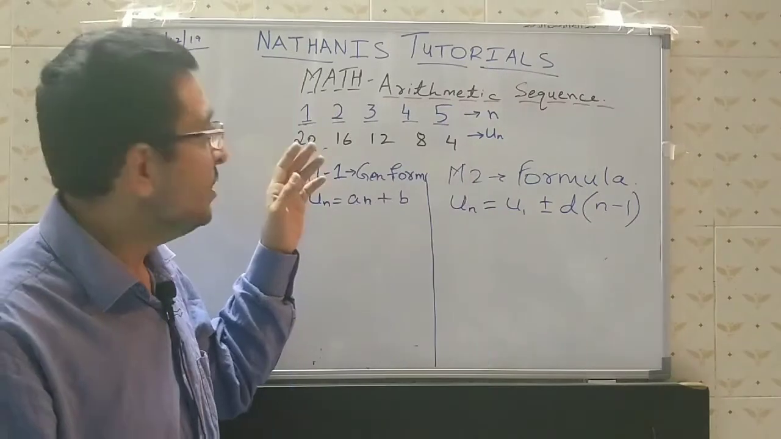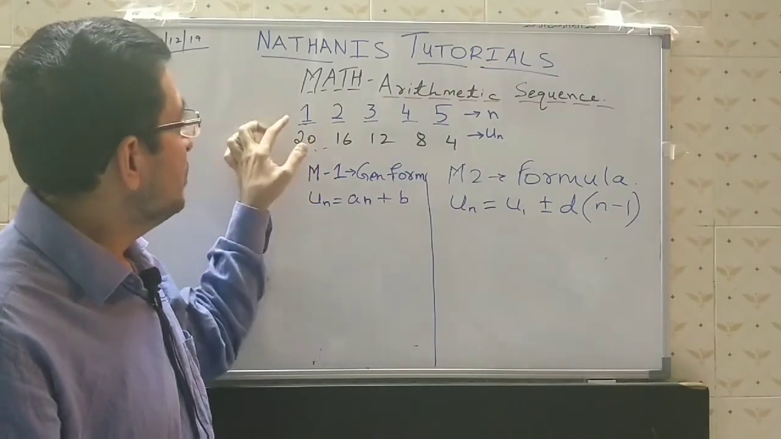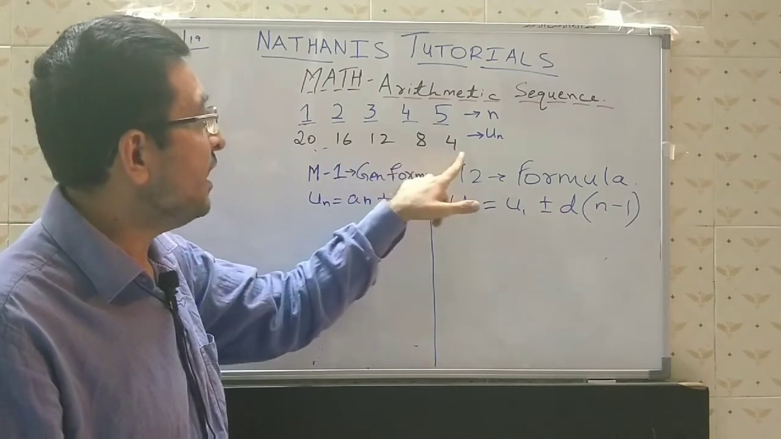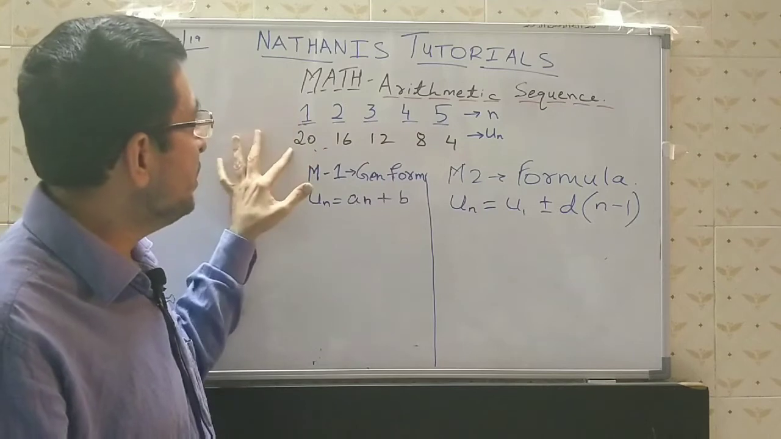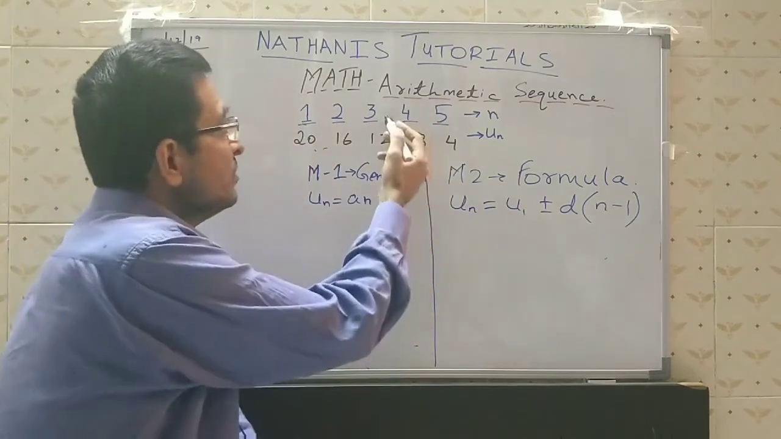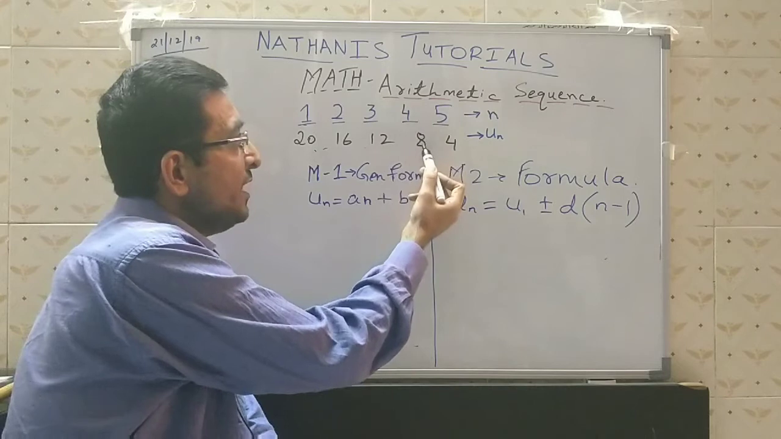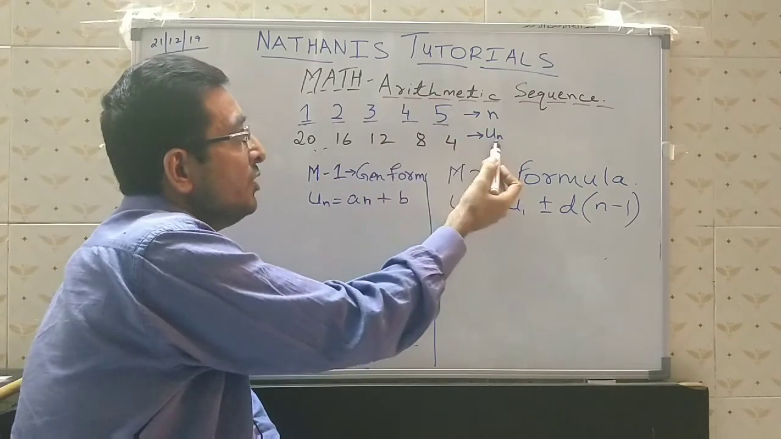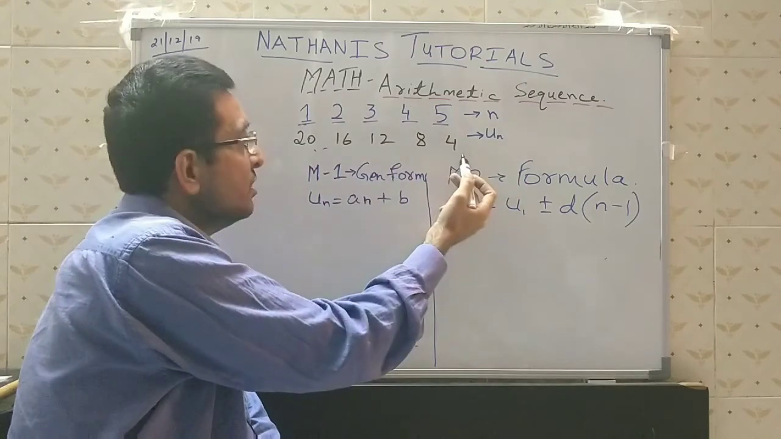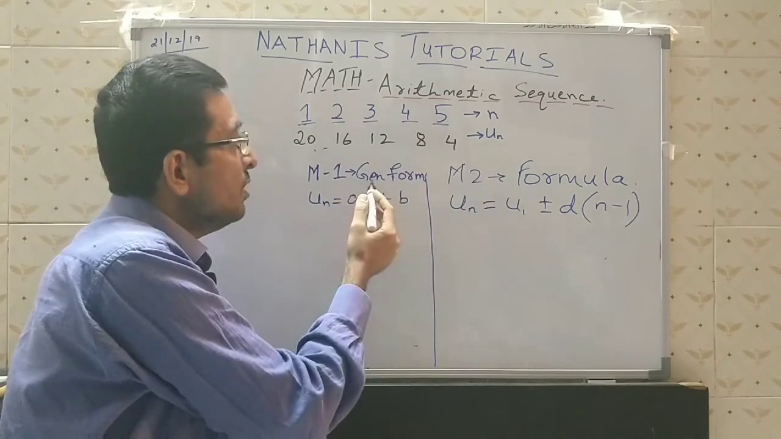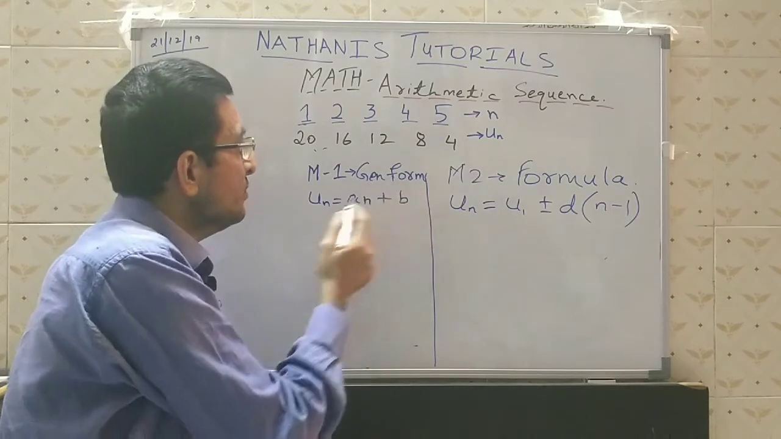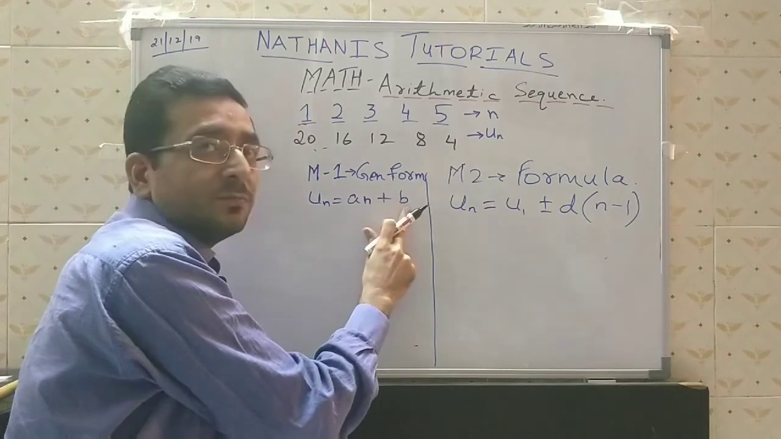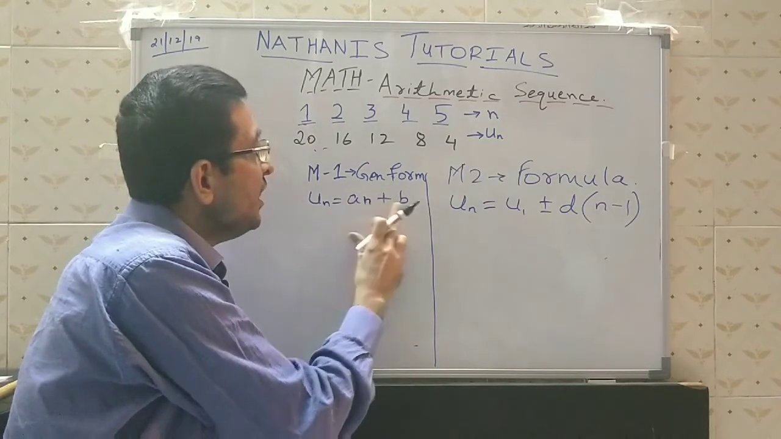Now the second example out here: the sequence is 20, 16, 12, 8 and 4. So the first term is 20, the second term is 16, the third term is 12, the fourth one is 8 and the fifth one is 4. So n is the number of terms and un is the sequence itself. Now method number 1, which I explained to you, the general form. The general form is un equals an plus b. So I need to find out the value of a and b.